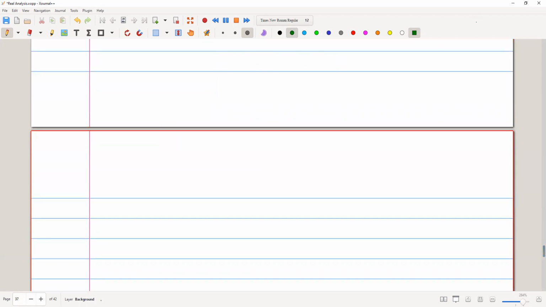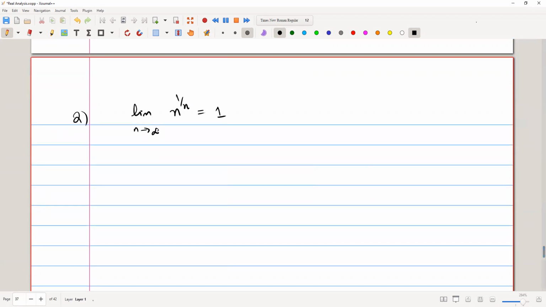All right, in this manner we can prove the convergence of the given sequences. Let's take one more example. Say we have the limit as n tends to infinity of n^(1/n) equals 1. For this, we can say that n^(1/n) - 1 is less than epsilon.